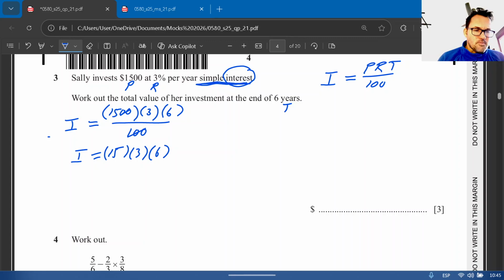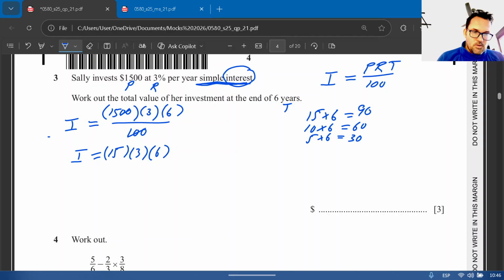Again, different methods of doing this. We can multiply them in any order. I'm going to multiply the 15 and the 6 first, which is easy. That's 10 times 6 is 60. 5 times 6 is 30. Added together, that's 90.